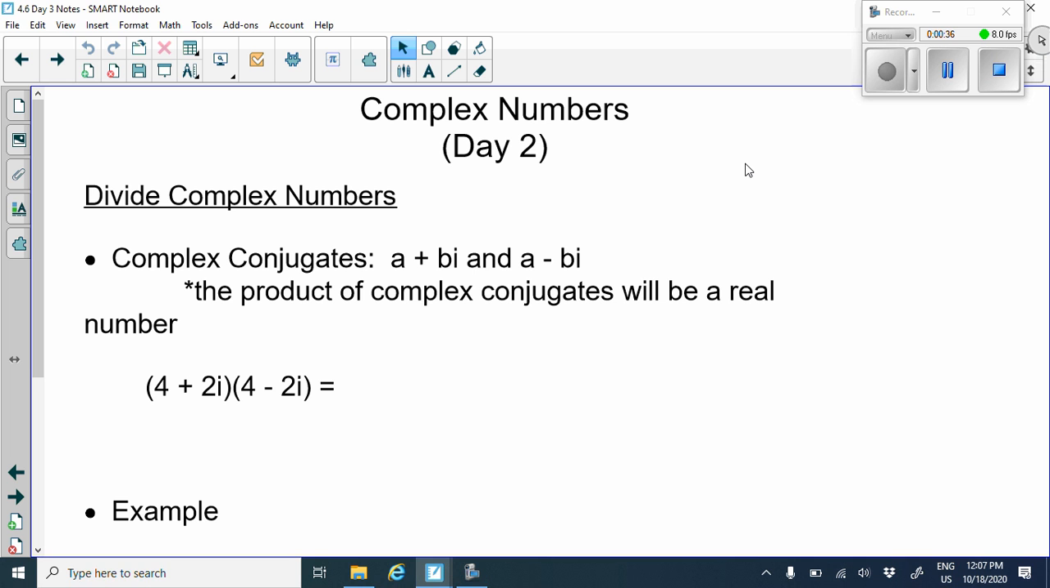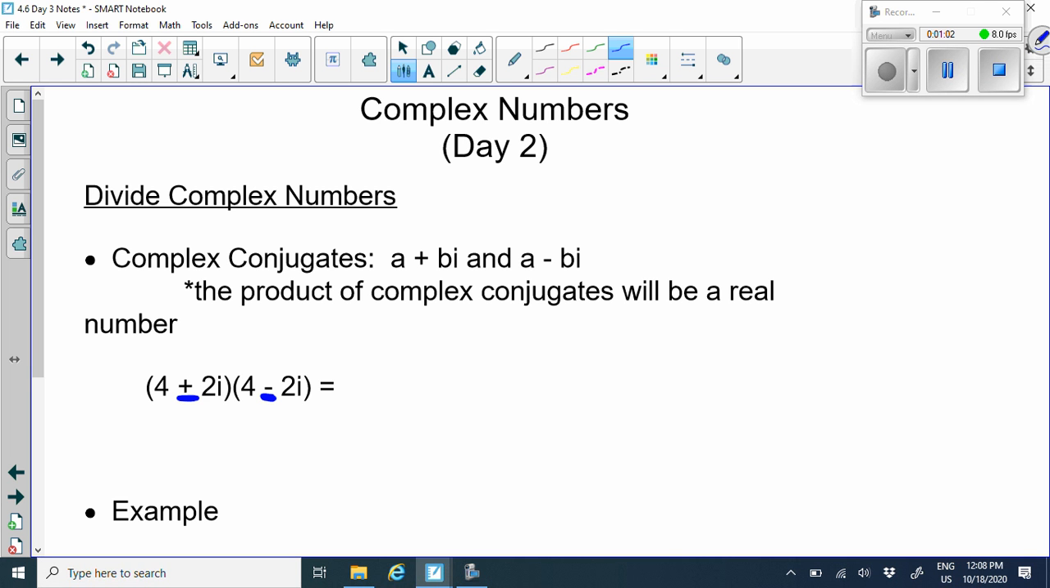You might have seen this when we were just multiplying. In your homework assignments, there might have been one or two problems where you multiplied and got a real number when you did the conjugates. So let's look at this for 4 plus 2i times 4 minus 2i. We're going to see what happens. Notice that in between my real and imaginary part, I have opposite signs. That's what makes it a conjugate.